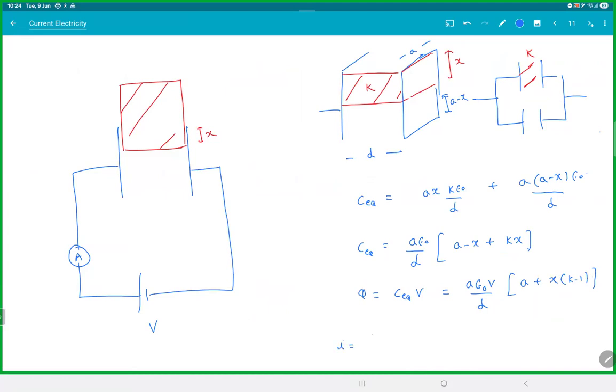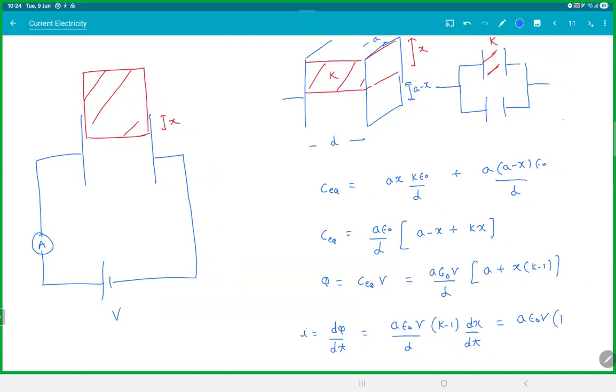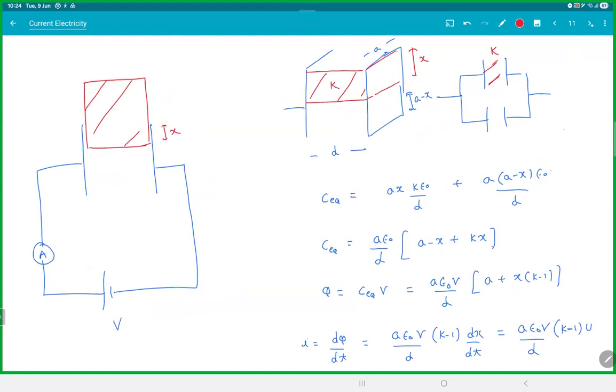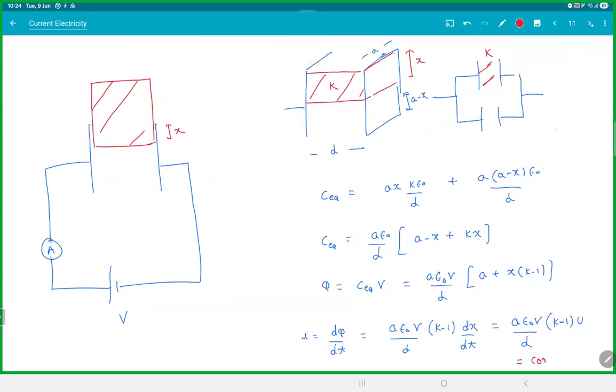What is the current? I is equal to dq by dt. When I differentiate this, we get A epsilon V by D into K minus 1 dx by dt. Be careful, dx by dt is U. So this is A epsilon V into K minus 1 into U by D. That's your current, and this is constant. It's constant in magnitude. Check, this should be the value of the current. So as the dielectric enters inside, you get a constant current in the battery. Yeah, there's a small trap there. The question is still not over.